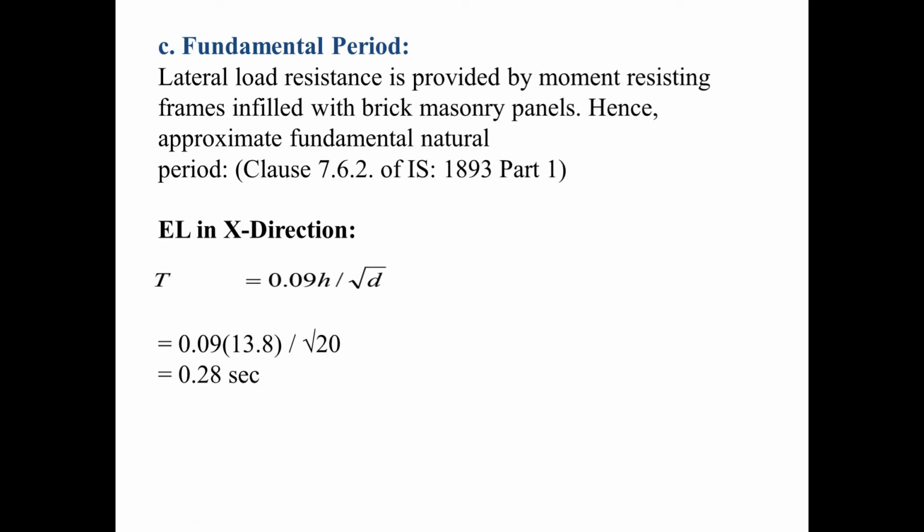So if the dimension is different along x and y, then in that case we have to calculate the seismic forces both in x and y direction. Okay, so let us consider the calculation for forces in x direction. So EL is an earthquake load in x direction. So T is equal to 0.09 H by root D. Okay, H is the total height of the building, D is the base dimension. So 0.09 H, if you consider the elevation drawing, so based on that elevation you can calculate this 13.8 divided by root 20, that is the base dimension, that is equal to 0.28 second Tx.